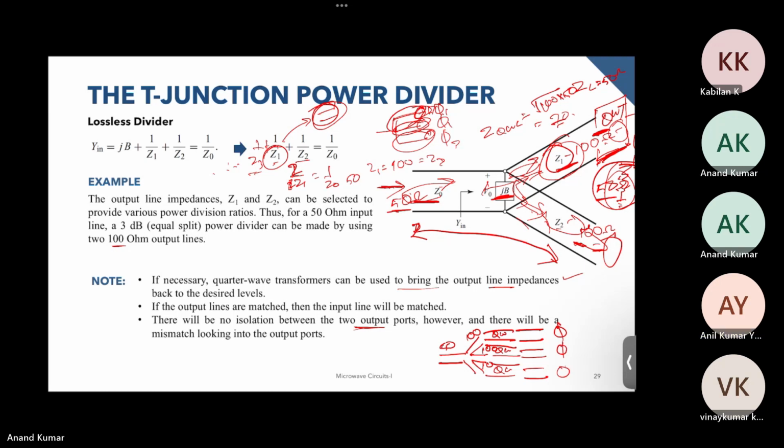So how should we take the line? This entire line, for example, if I'm drawing this particular length over here, this is L1. This entire length is L2, and this entire length is L3. So L1 should be equal to L2, should be equal to L3, irrespective of the impedances or the thickness of the line. So that input length will not be considered. Where the power division is happening, from there only it will be considered for phase.